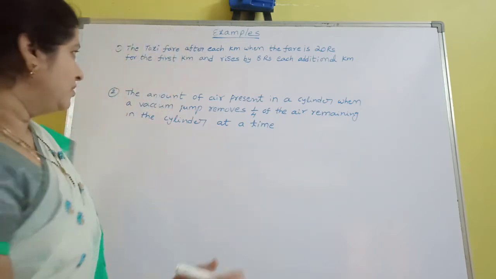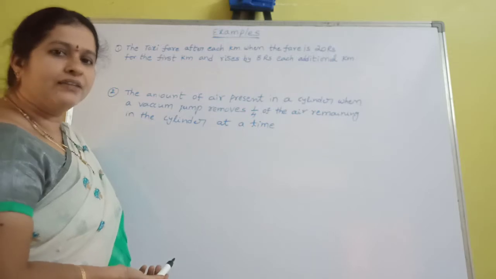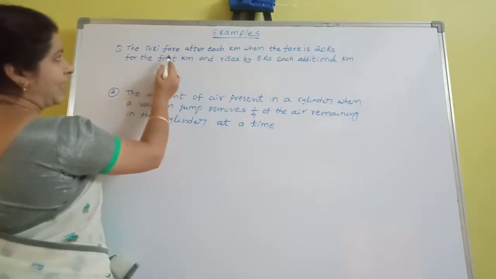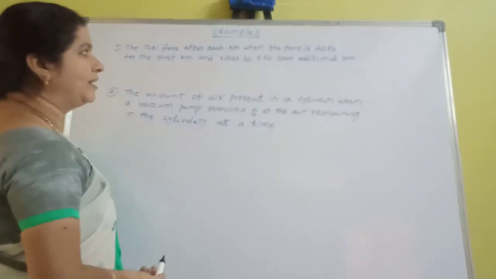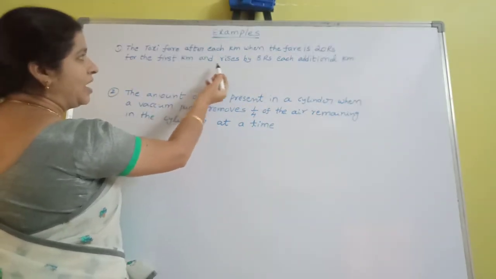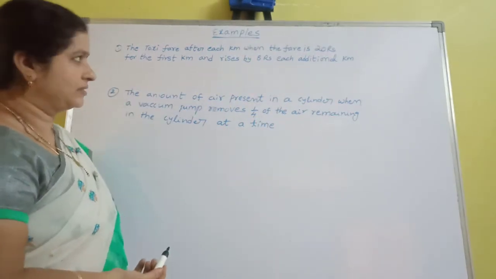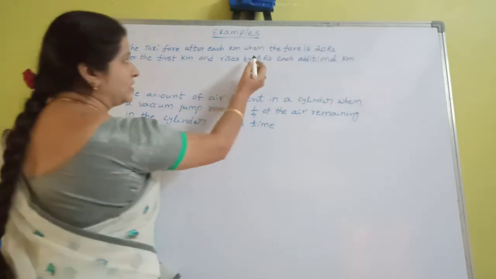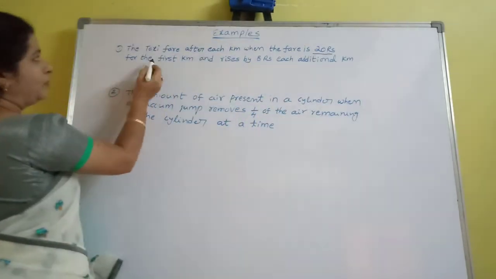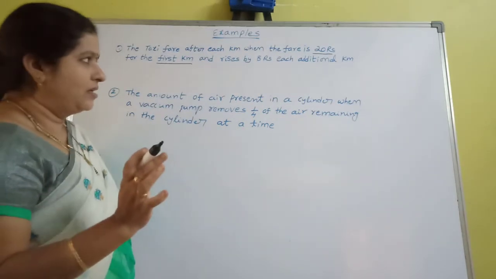Common difference means the difference between two consecutive numbers in a series. Now we are going to learn some examples of an arithmetic progression. Let us see the first example: the taxi fare after each kilometer, when the fare is 20 rupees for the first kilometer and rises by 8 rupees for each additional kilometer. So the first fare here is 20 rupees, a fixed amount.